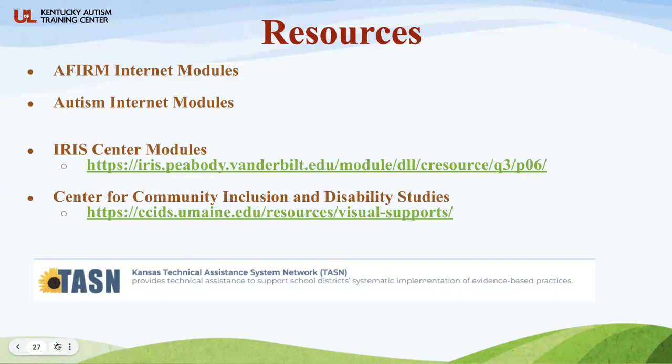IRIS Center modules, that's another great resource. Same thing, just a different agency. Autism Internet Modules are out of Ohio. And then this last one is also great for resources, just for different questions and stuff like that.